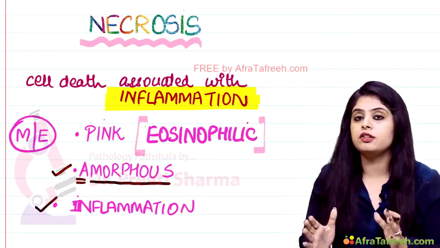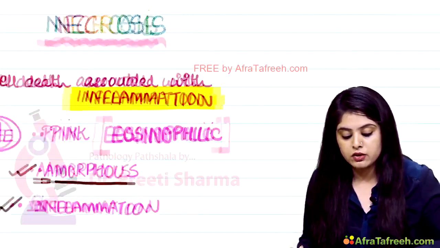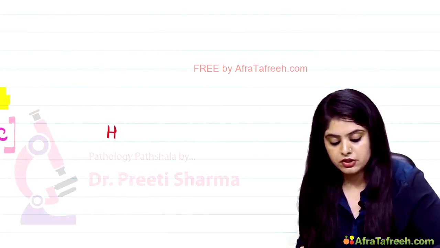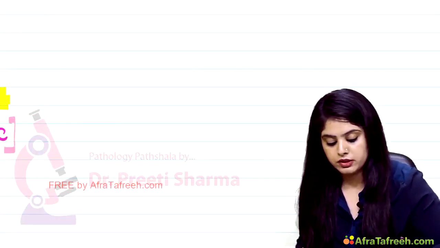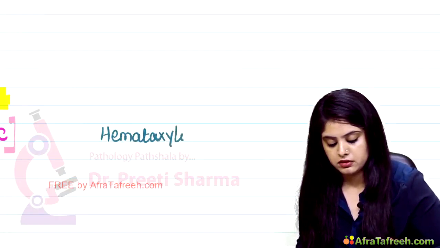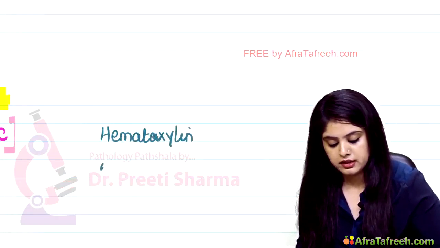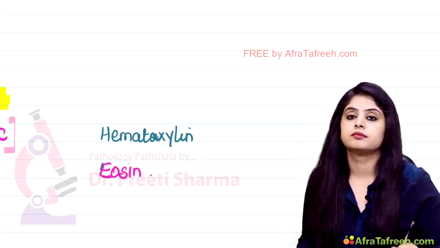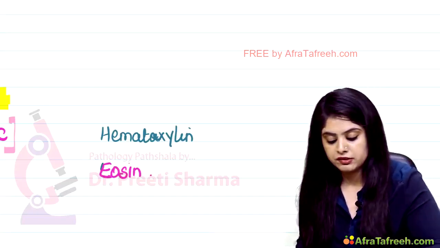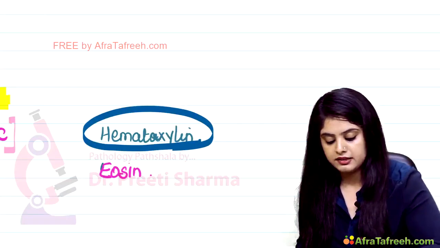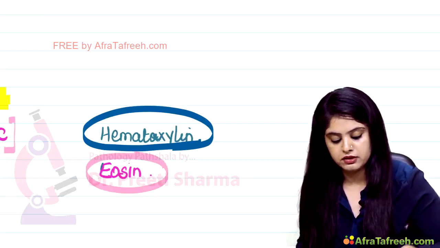So before I proceed on with necrosis, there is one collateral knowledge that I want to share with you. In pathology, I am always going to deal with two stains. One is hematoxylin, and the other stain is going to be eosin. Remember, it is hematoxylin that is going to give the blue color, and it is eosin that is always going to give the pink color.